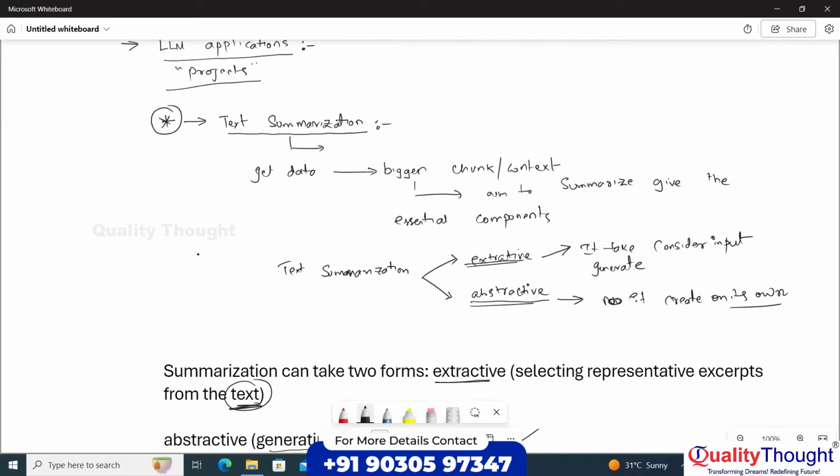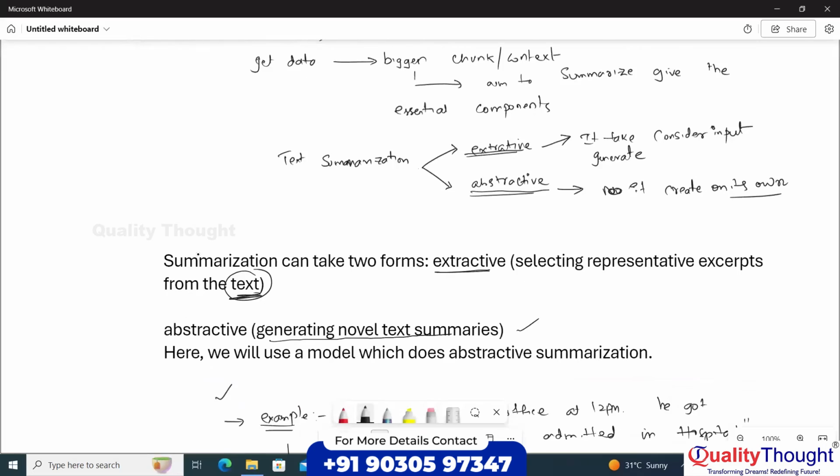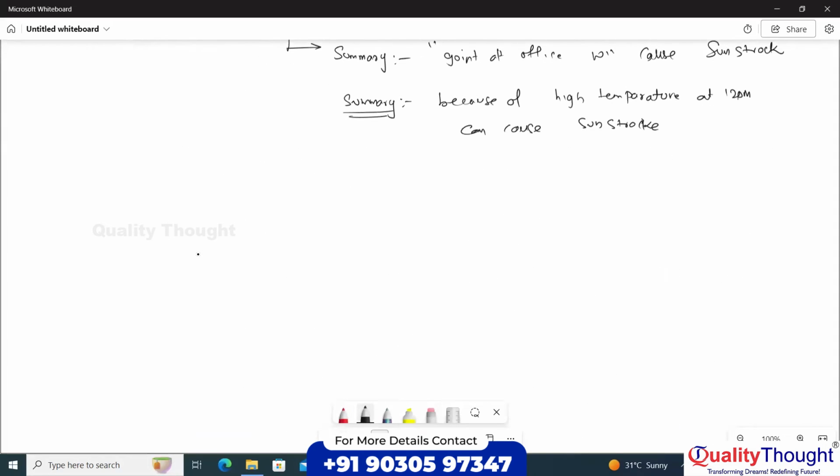How do we do it with OpenAI? We will see in the later part. Now we will see with BERT. BERT is an encoder or decoder? Encoder architecture. It can be used for classification and named entity recognition.